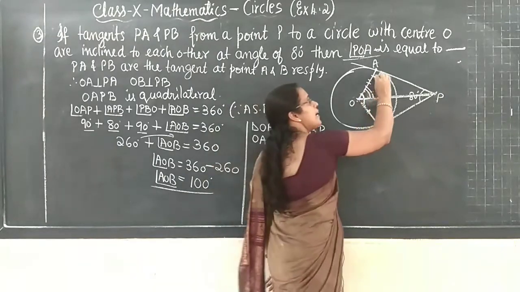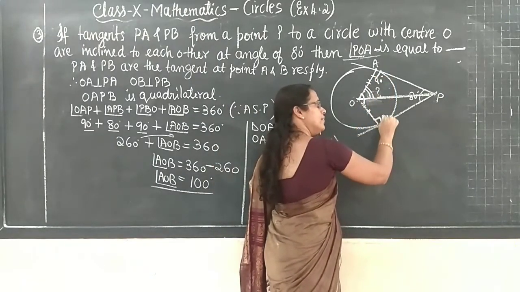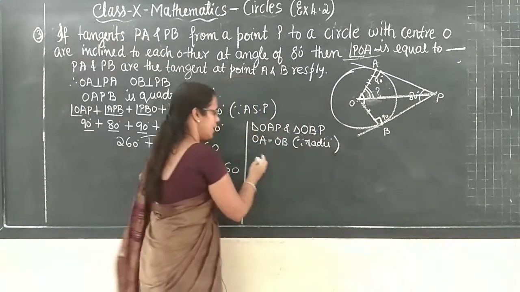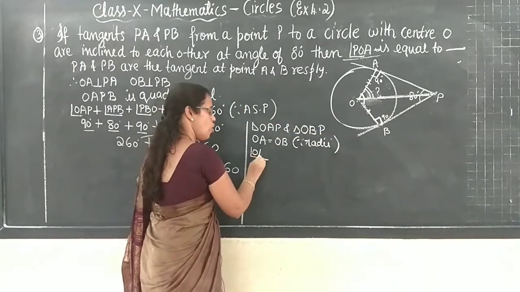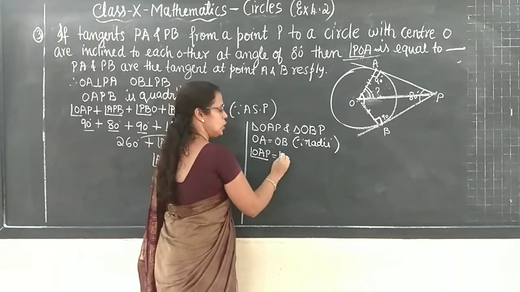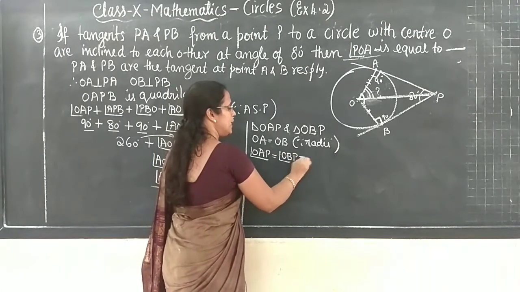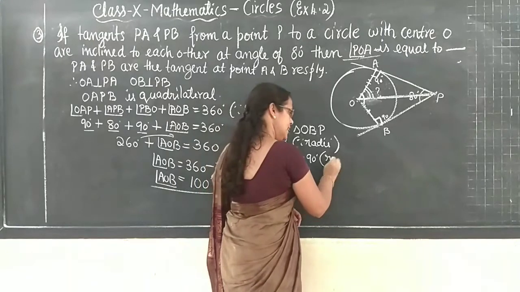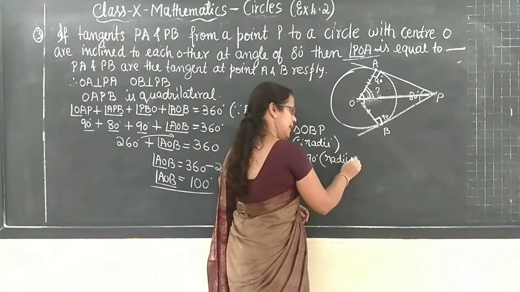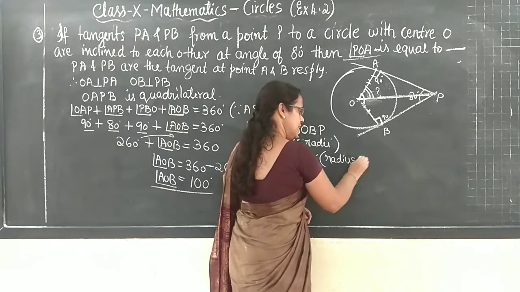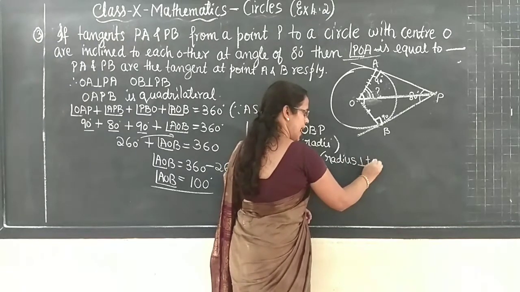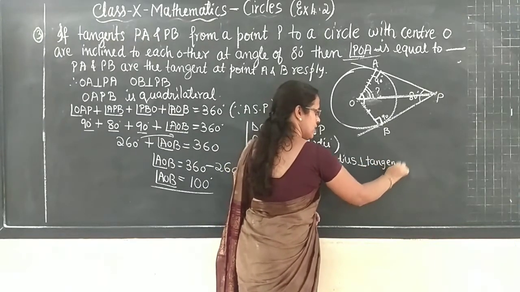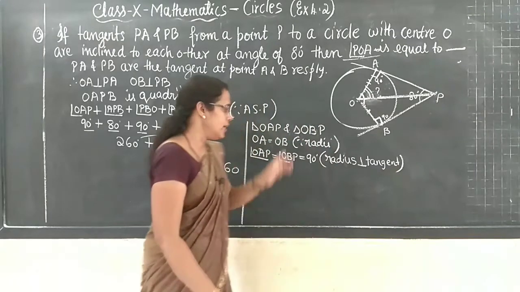Yes, this angle is how many degrees? 90 degrees. Even this angle is 90 degrees. Both are right angle triangles. So angle OAP is equal to angle OBP is equal to 90 degrees, because the radius is perpendicular to the tangent.